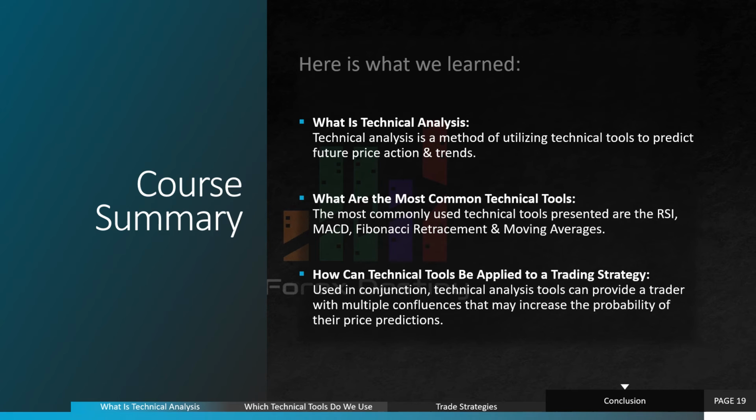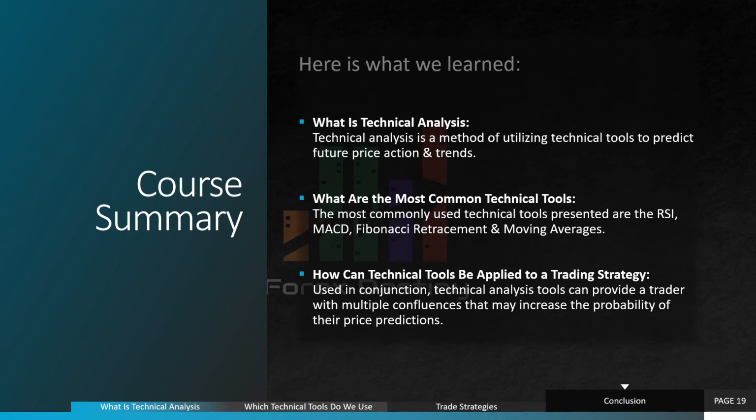So here's a recap of the subjects that we've covered in this short lesson. What is technical analysis? Technical analysis is a method of utilizing technical tools to predict future price action and trend. What are the most common technical tools? The most commonly used technical tools presented are the RSI, the MACD, the Fibonacci retracement, and the exponential moving average. How can you use the technical tools, and how are they applied to a trading strategy?